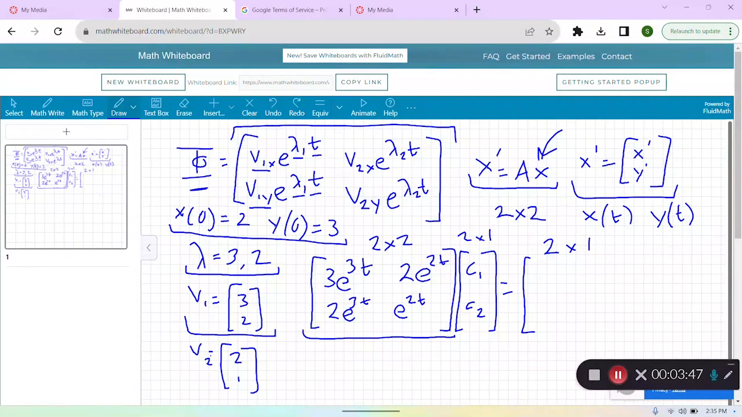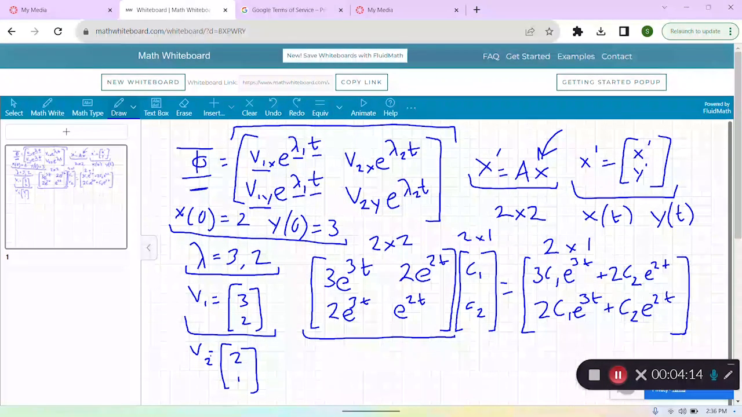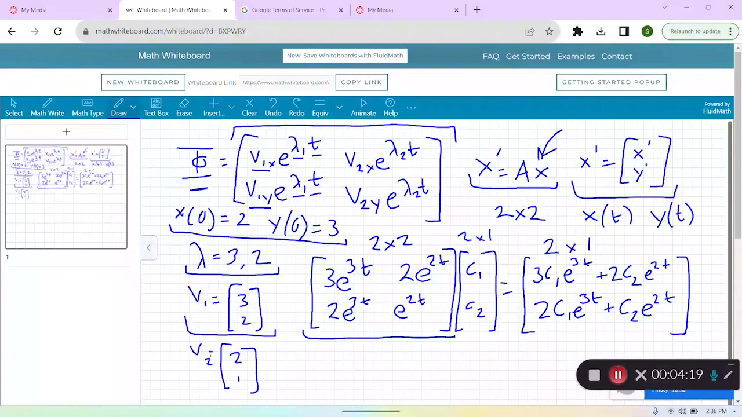So we're going to get 3c1 e to the 3t plus 2c2 e to the 2t. Remember, just one column. Okay, so then we get 2c1 e to the 3t plus c2 e to the 2t. So now we have our Phi matrix. We can now use our initial conditions to generate two equations and solve for C1 and C2.